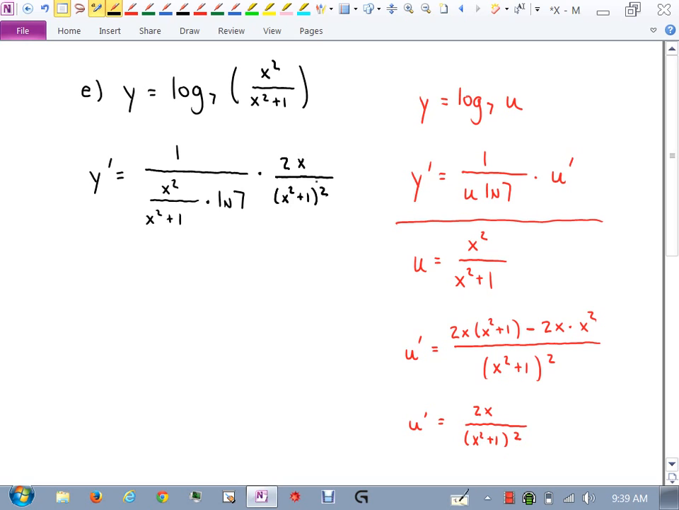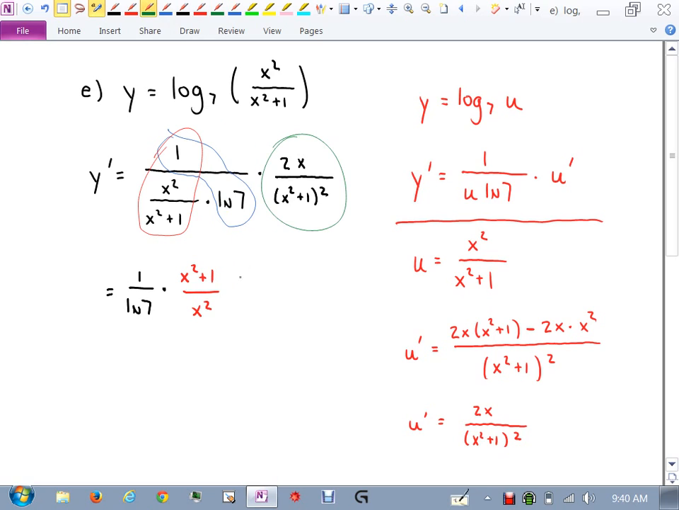Now that's the raw derivative, but there's definitely some simplification that can happen here, some cleaning up. Watch this. The 1 over natural log 7, that's just a number, right? So I'm just going to pull that out in front, which leaves me with a 1 over that. But 1 over a fraction is the same as the reciprocal. So I could rewrite that piece as x squared plus 1 over x squared. And then at the end, this piece is 2x over x squared plus 1 squared.